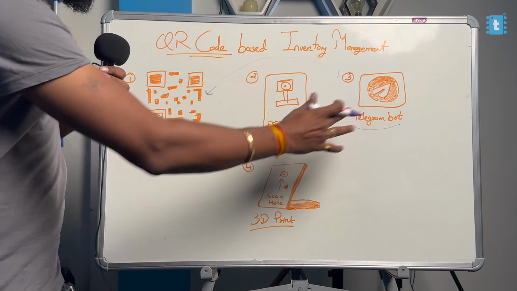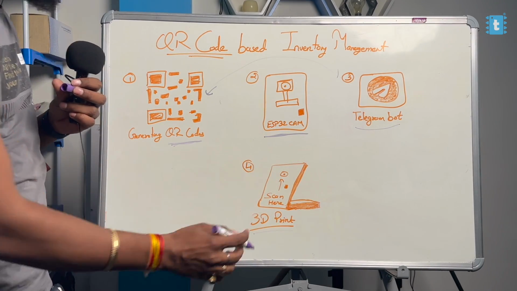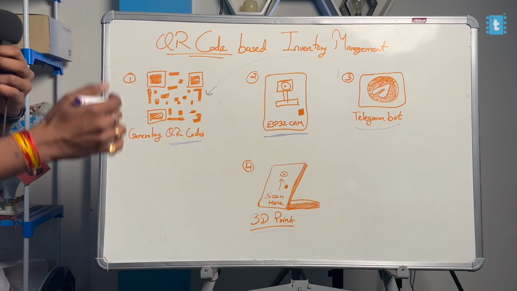Okay, and after everything gets completed, we'll be making our own 3D print design for this product to make it look compact and more usable. So let's start with the first step, which is making the QR codes.